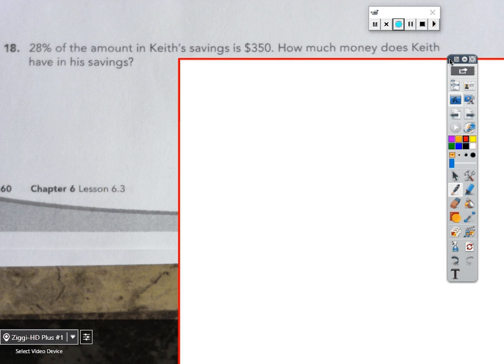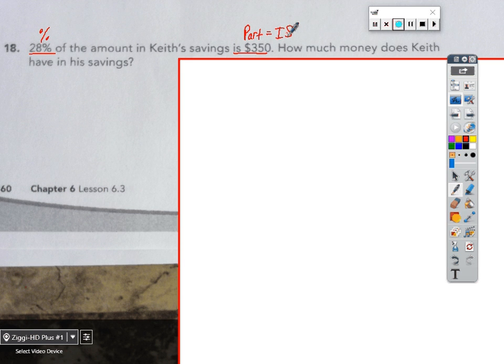Number 18, 28% of the amount in Keith's savings is $350. How much money does Keith have in his savings? Well, 28%. Oh, there's a percentage sitting right there. I notice that this must be my percent. And then it goes on to say, is $350. Oh, that sounds like it's the part, or the is of my setup.